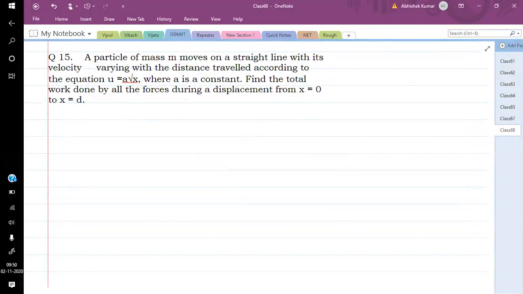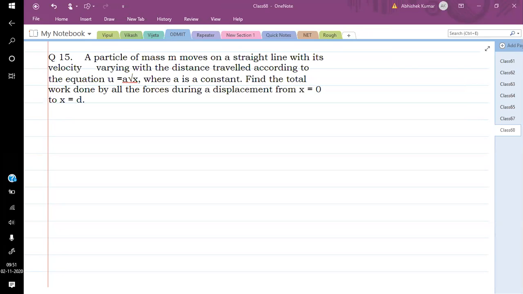Okay, so this is the question, and what we have to find for this question is... The question given is: a mass m moves on a straight line with its velocity varying with the distance traveled according to the equation v = a√x, where a is a constant. Find the total work done by all forces during the displacement from x = 0 to x = d.